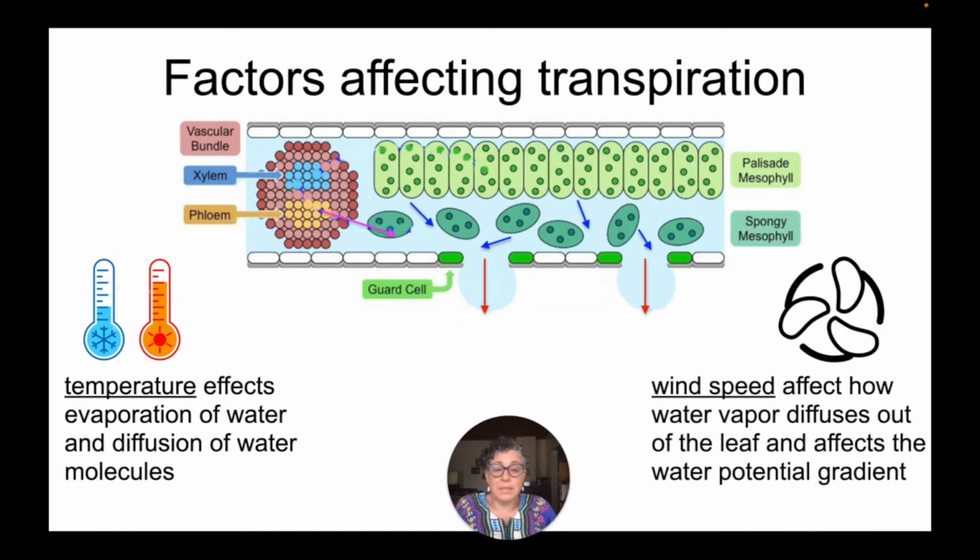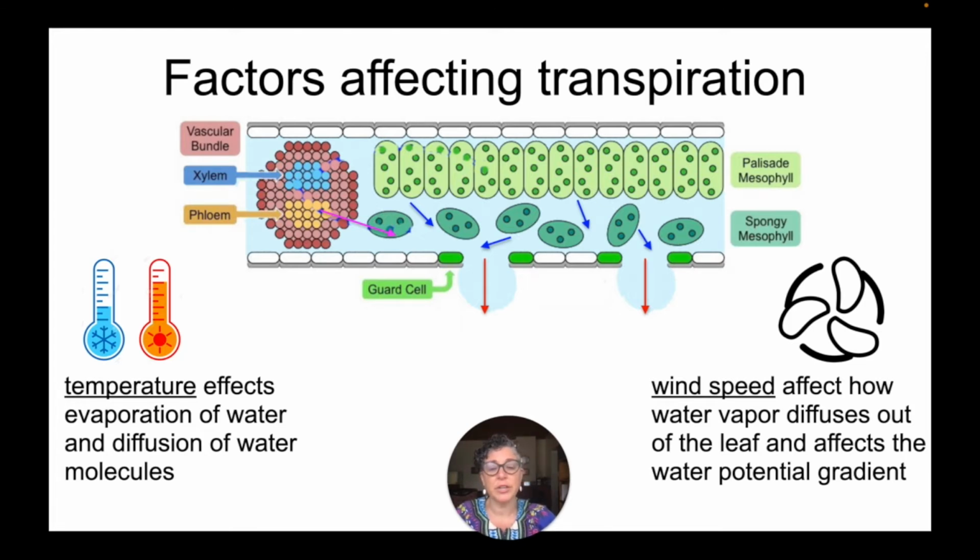And then we have wind speed. Wind speed is going to affect how quickly or slowly water vapor is going to diffuse out of the leaf, and therefore will in fact affect the water potential gradient. So what happens between the inside of the leaf and the outside of the leaf, as far as the atmospheric conditions of the water potential.